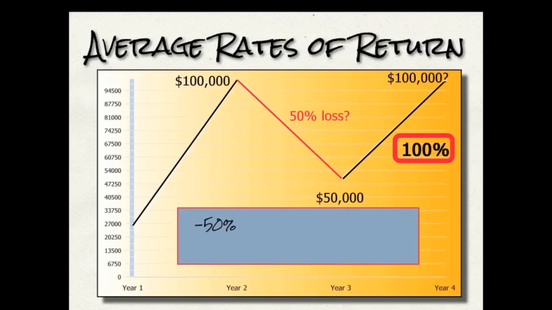But yet, negative 50 plus 100% equals 50%. And if you divide that by 2 years, that's a 25% average rate per year. Yet here you are, you haven't made any money. You're back to $100,000 only, but you can proudly say at the next cocktail party that you made an average 25% per year rate of return.